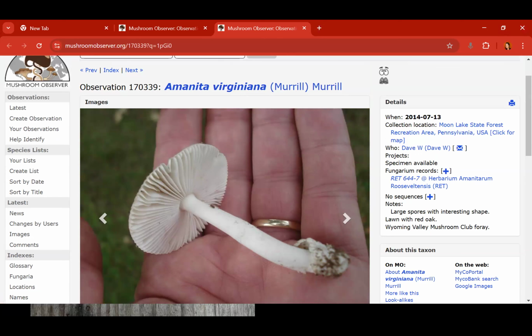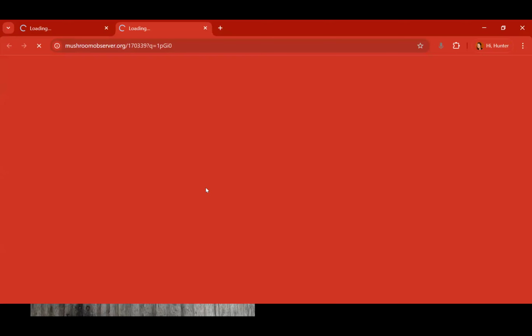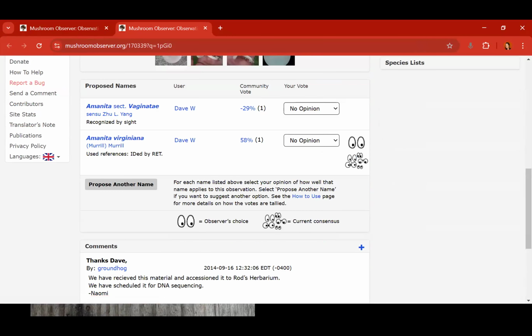Could you show the species proposals for that one? Because I thought at first it was section Vaginatae. I had a discussion with Ratulas, and together we decided it was probably Caesarea, and I think it ended up getting sequenced or it was sent.